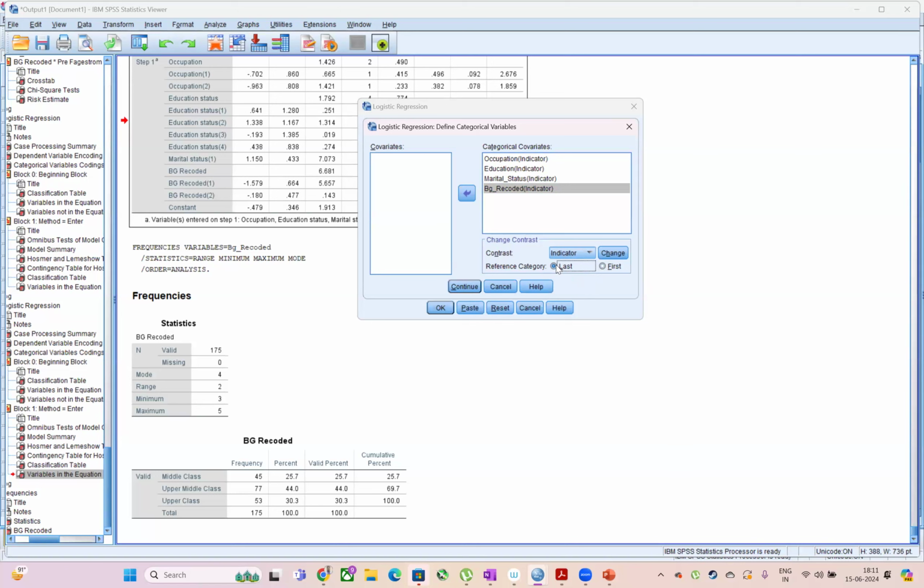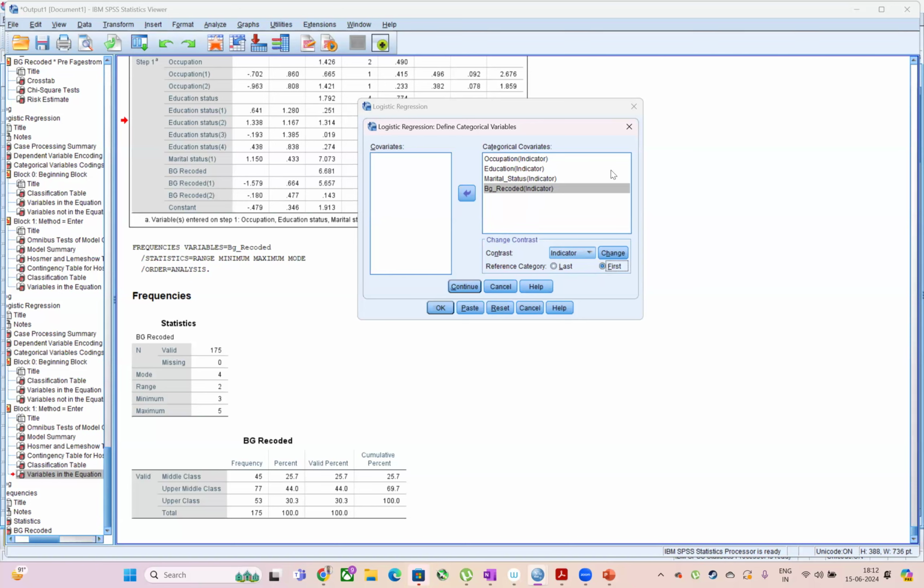For example, if I go for depression, nowadays you can say that upper class people are more prone to develop depression because of the rapid urbanization and modernization and use of a lot of different gadgets and all that. Now that time I will change that: upper class people are at higher risk. Then I will change the middle class as the reference value by clicking first over here.